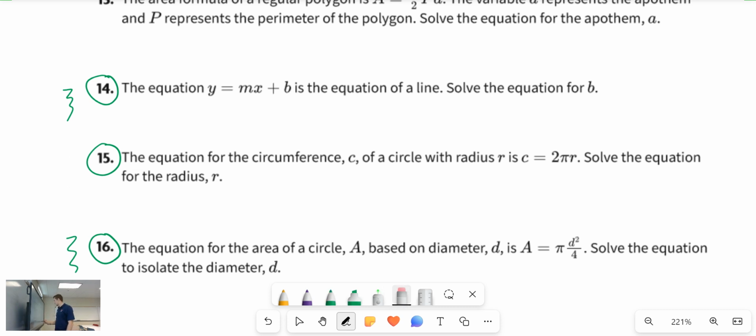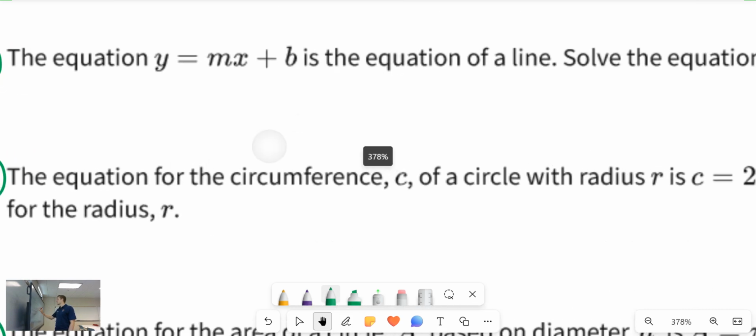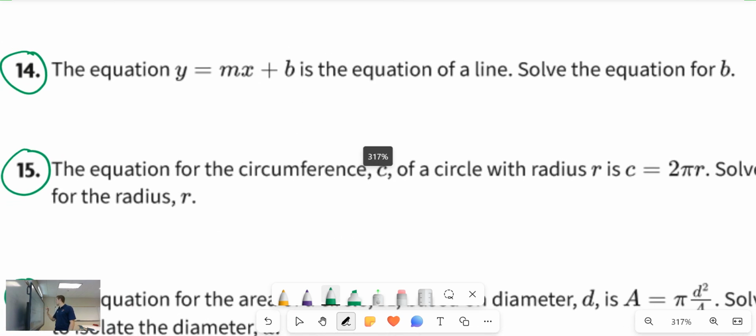And so there's no confusion, that was a squiggle, not a 3. There we go. It's a squiggle. All right, so green on the first one. The equation y equals mx plus b is the equation of a line. Solve the equation for b.